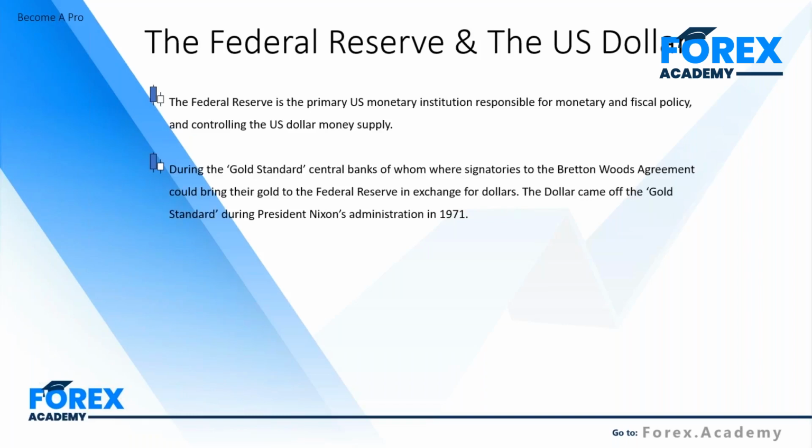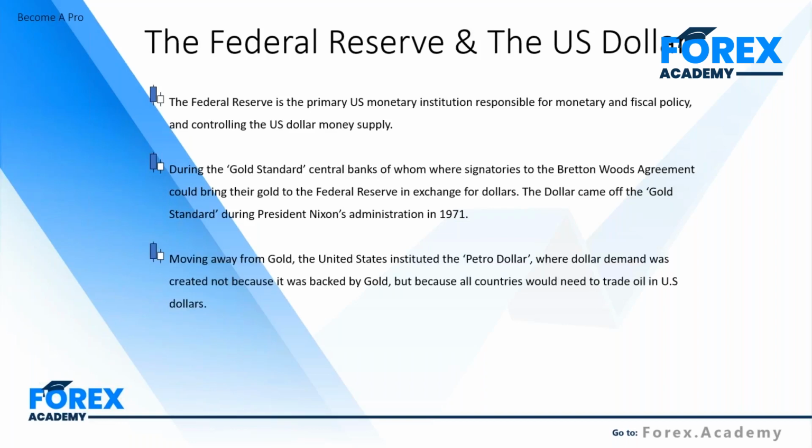So during the gold standard, the central banks that were signatories to the Bretton Woods Agreement could literally bring their gold to the Federal Reserve in exchange for dollars. The dollar came off the gold standard during President Nixon's administration in 1971.